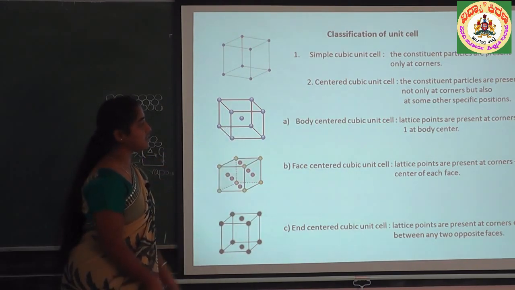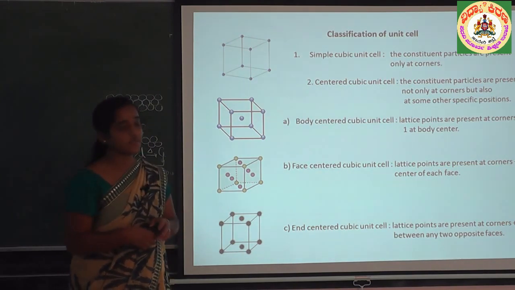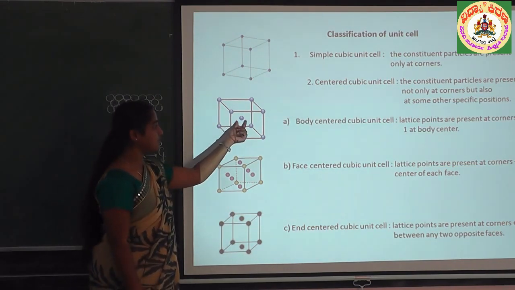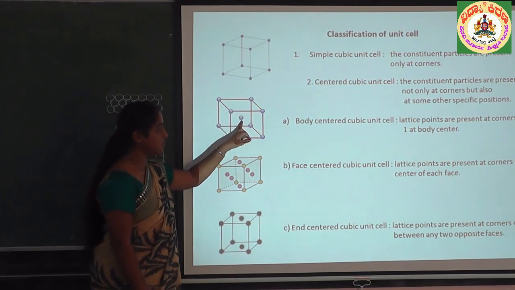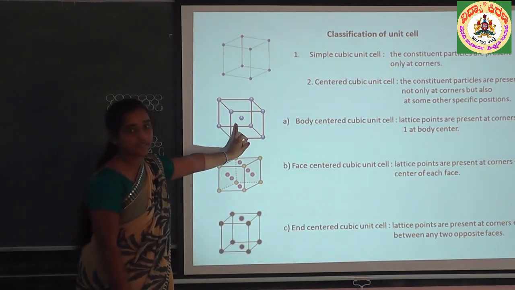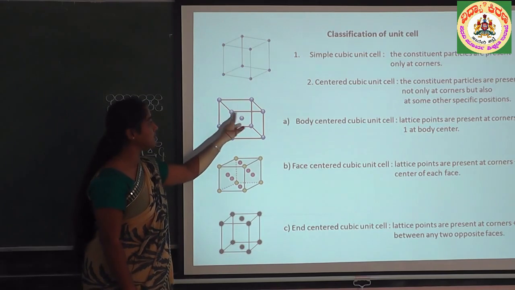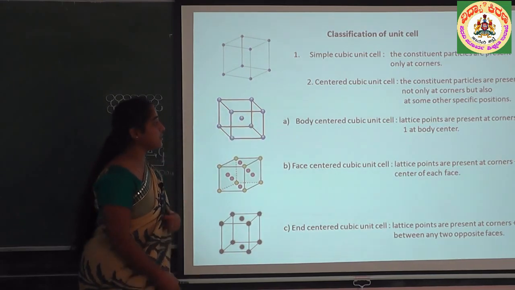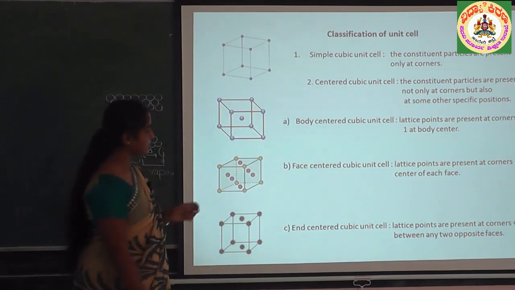Okay, the name itself indicates body centered cubic unit cell. At the center of the body, one lattice point is present, 8 are present at the corners and 1 is present at the center of the body.